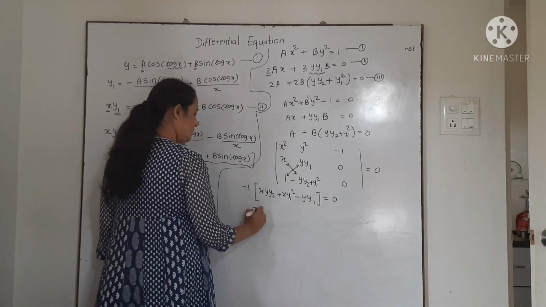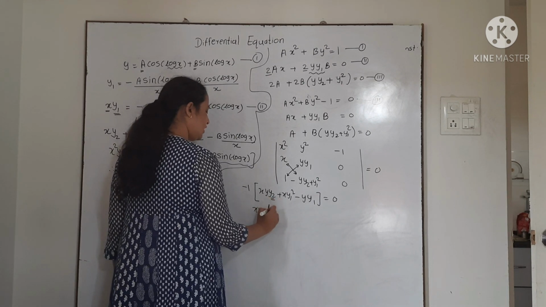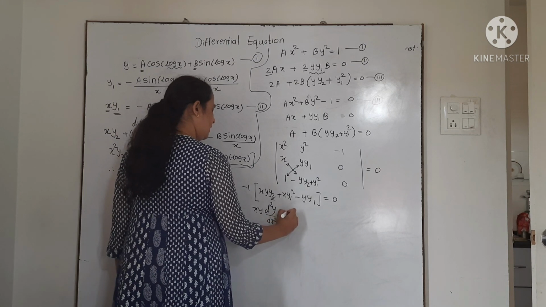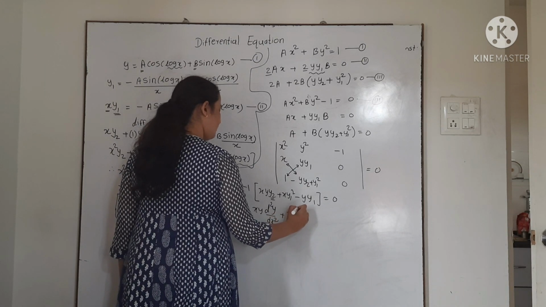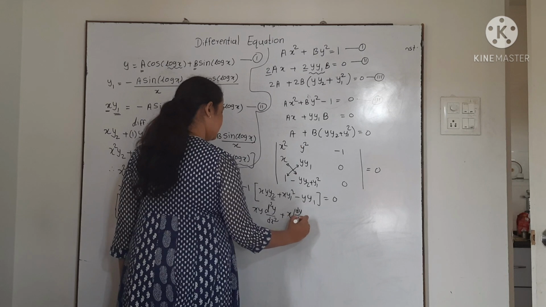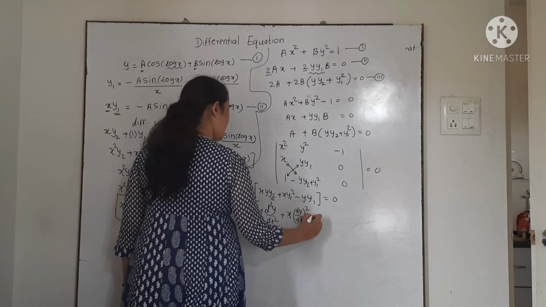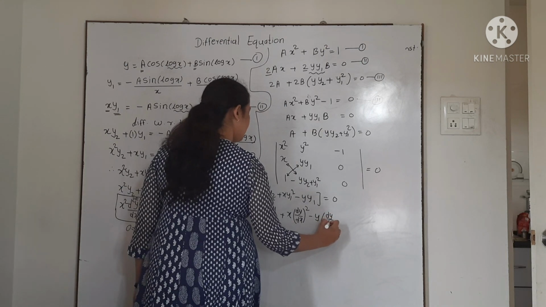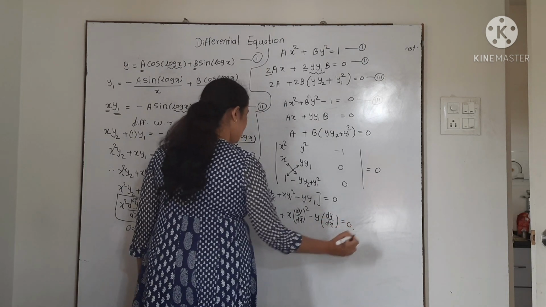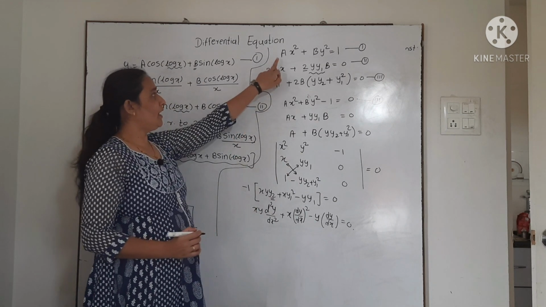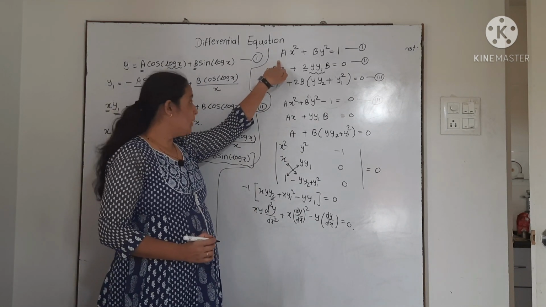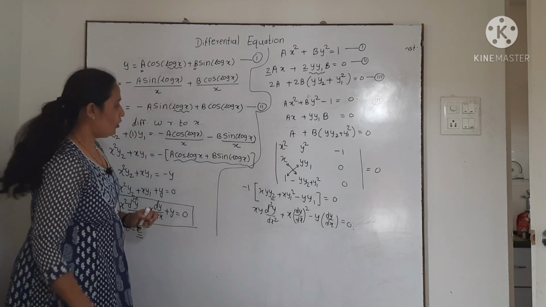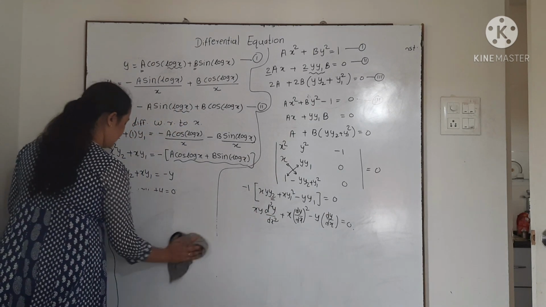So your equation will be xy. What is y2? y2 is nothing but d2y by dx square, plus x into y1 square. y1 square is dy by dx its square, minus y y1. y1 is dy by dx, equal to 0, and this is the differential equation of ax square plus by square equal to 1. We'll take one or two more examples based on this.